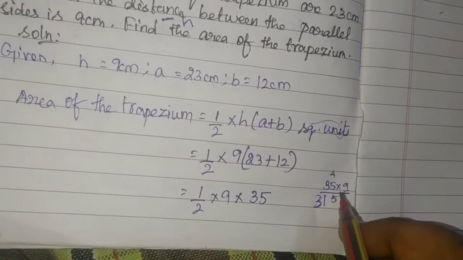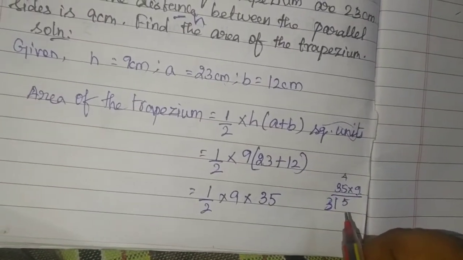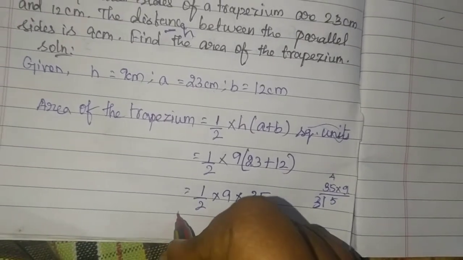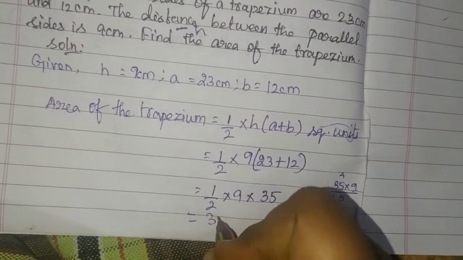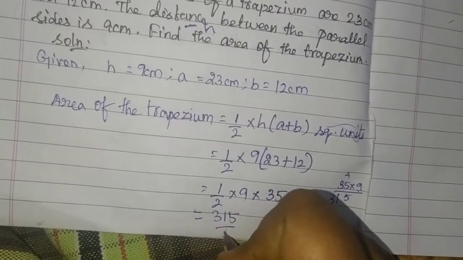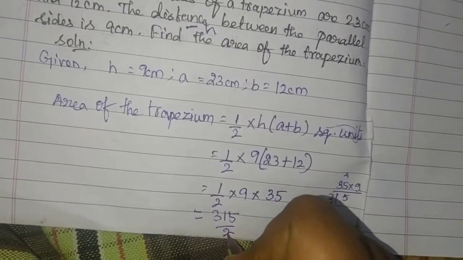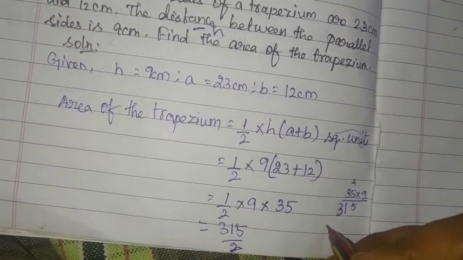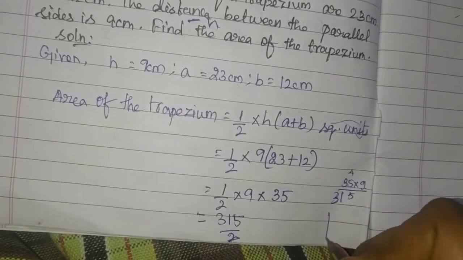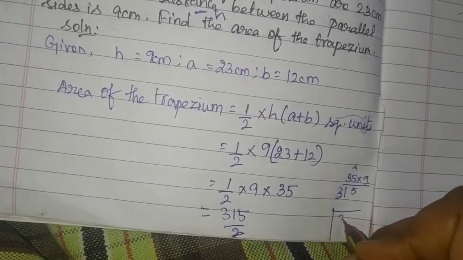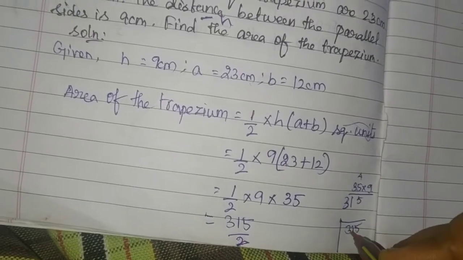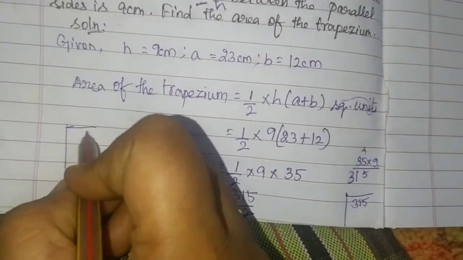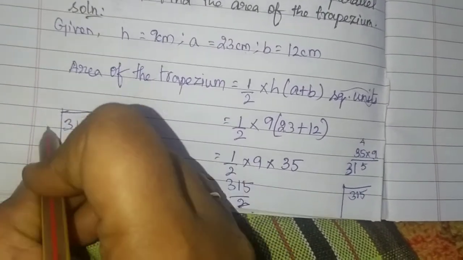Children, 35 into 9 is 315. Okay, so 35 into 9 is what? 315. Children, listen here. Here you can write 315 divided by 2. Then you just wanted to divide this 315 by 2. You just put the division symbol here, 315. Sorry children, here I don't have space, so I just put it here. So 315 divided by 2.